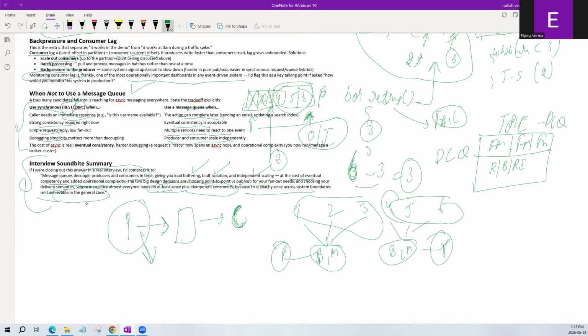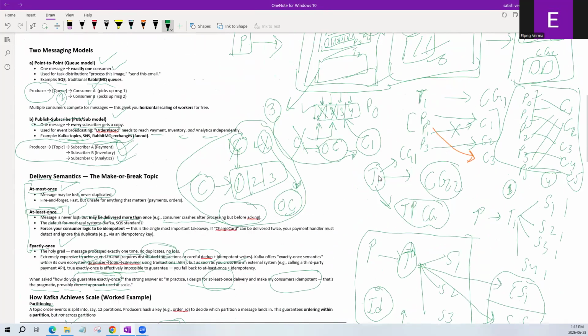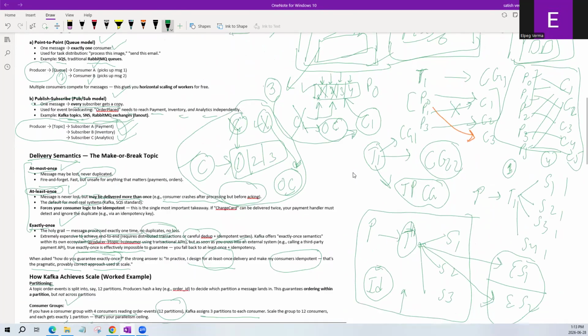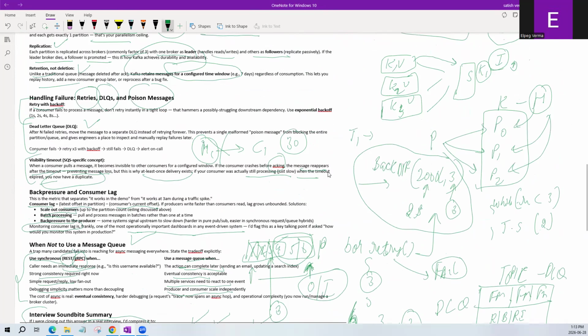So this was message queues, and I explained the structure of Kafka as well. If you have any questions, you can comment on this. Otherwise, this is the full-fledged coverage of Kafka and message queues.